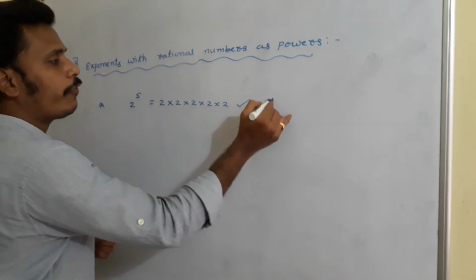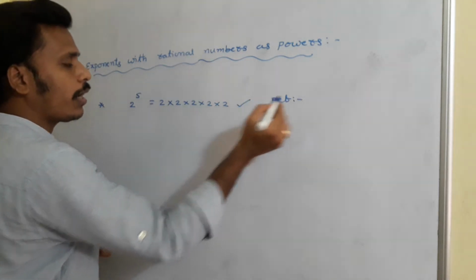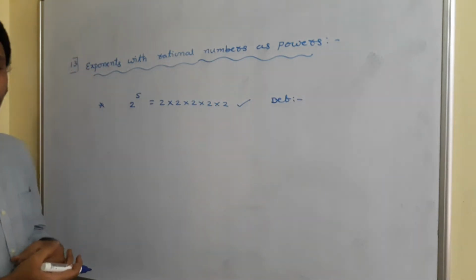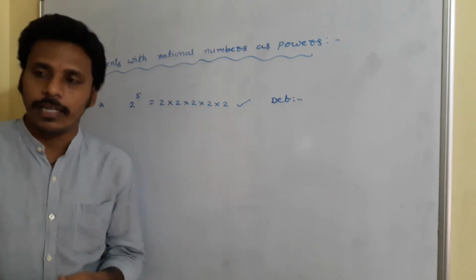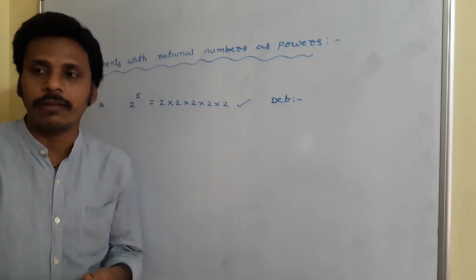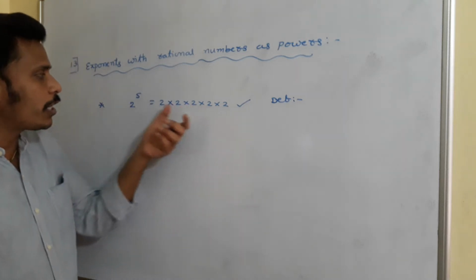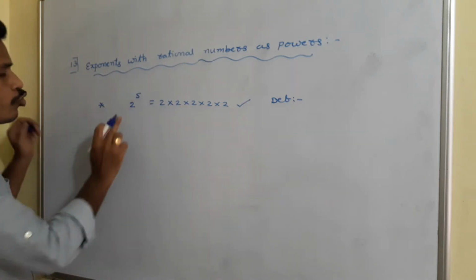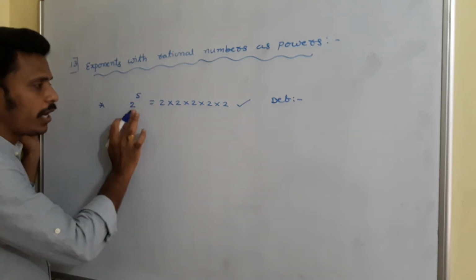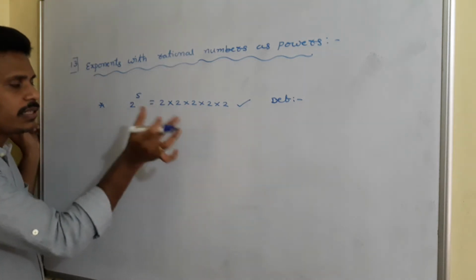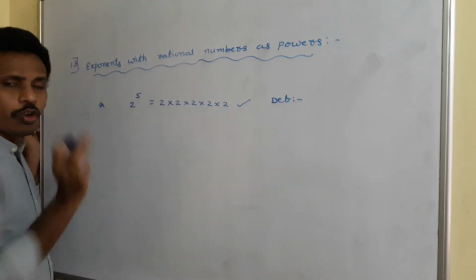This is the definition. The basic consideration of exponent is as a repeated multiplication. Exponent is repeated multiplication, and from there we represented it. This 2 power 5 is the notation. We call it an exponent, and this is the definition of that exponent.